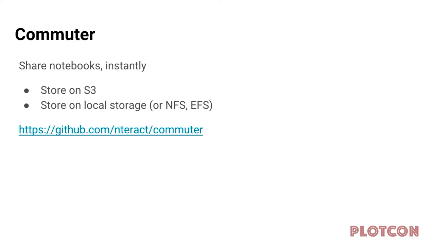And for us, we store our notebooks on S3, and so this basically just renders a notebook from S3, and then you're able to view it, but we can also do local storage sharing. Effectively, you just point it to the directory that you want to open, or you just open Commuter server there, and it'll go ahead and render it.